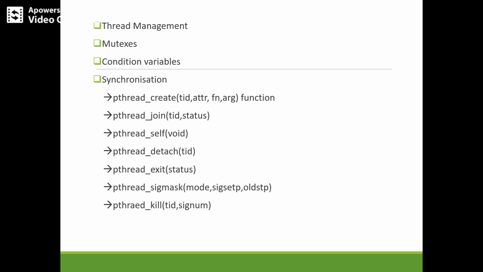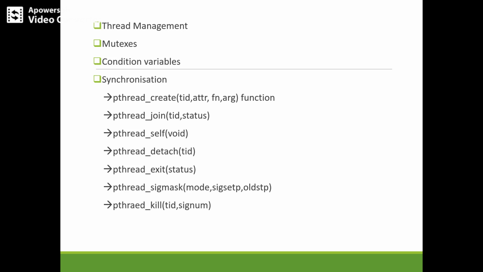A detachable thread is like a daemon process. When it is terminated, all its resources are released. Just see the syntax for the pthread_detach function. We have a specific ID that has to be specified, so that it releases all the resources upon termination.